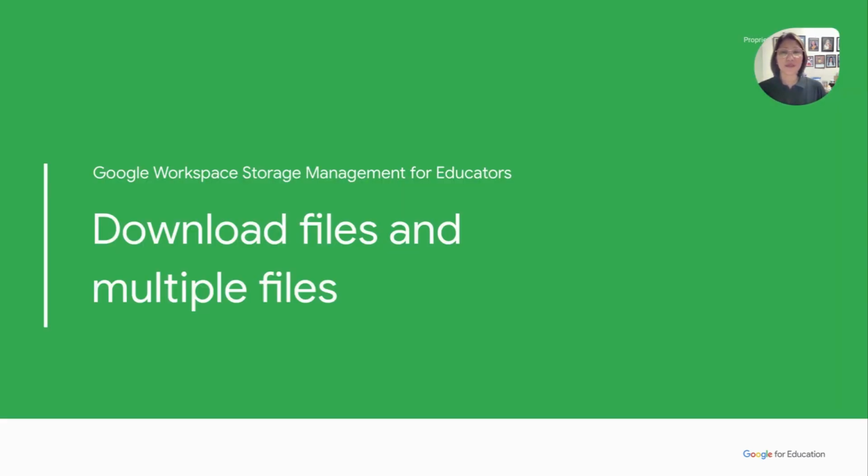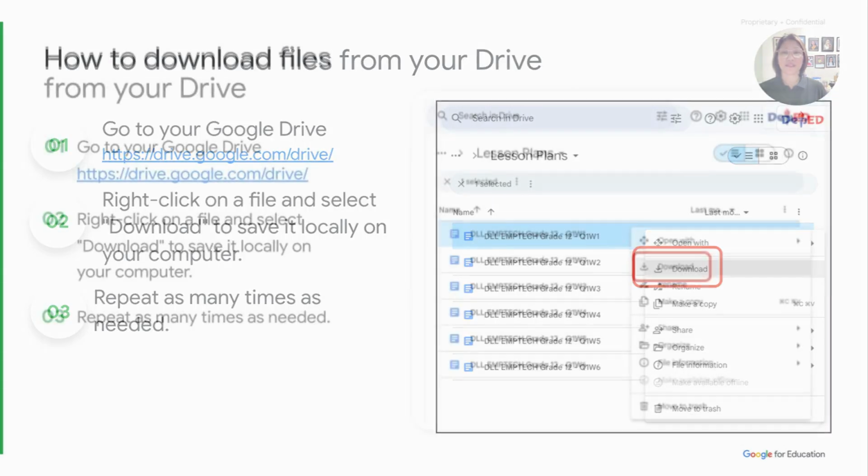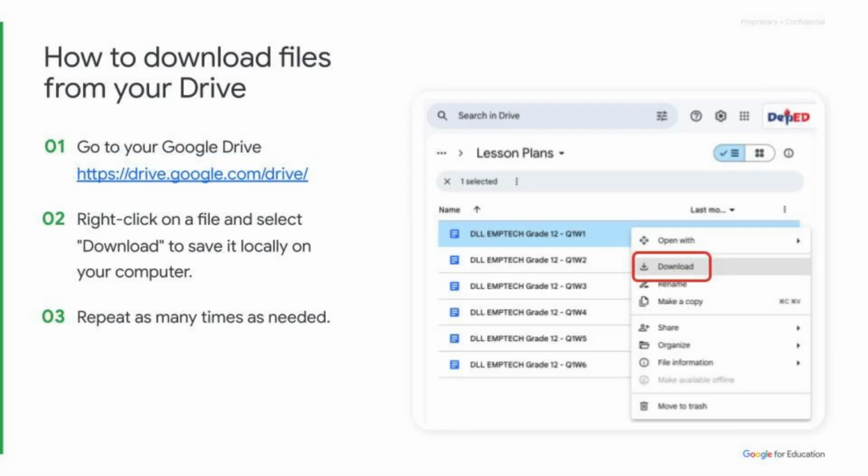It's easy to download files from your Google Drive. What you need to do is go to your Google Drive, then right-click on a file and select Download to save it locally, so that it goes to the hard drive of your computer. Repeat as many times as you need.